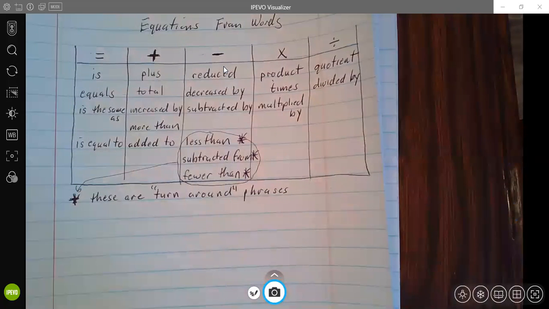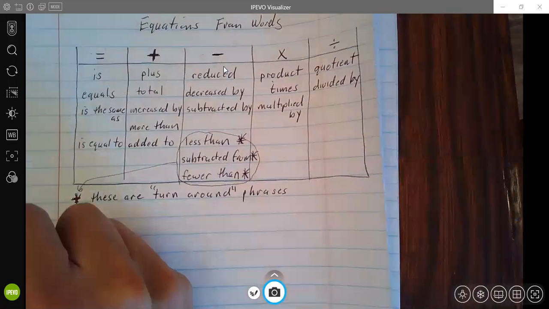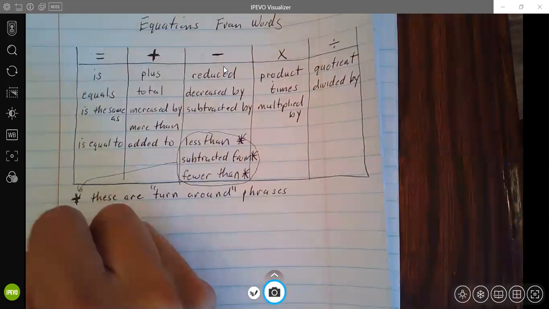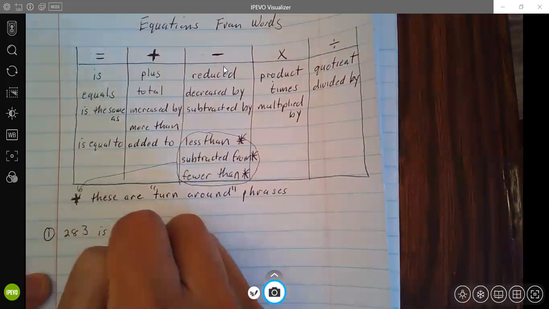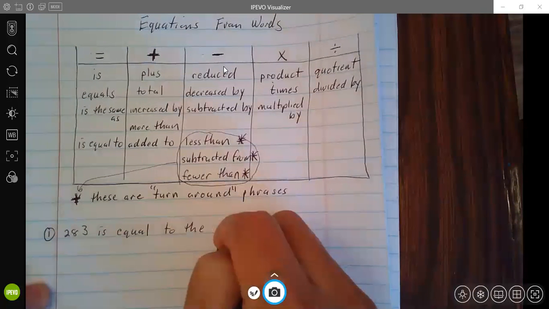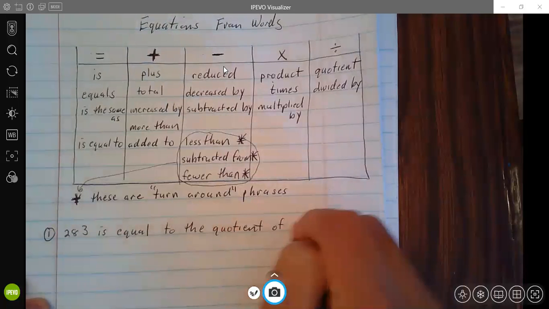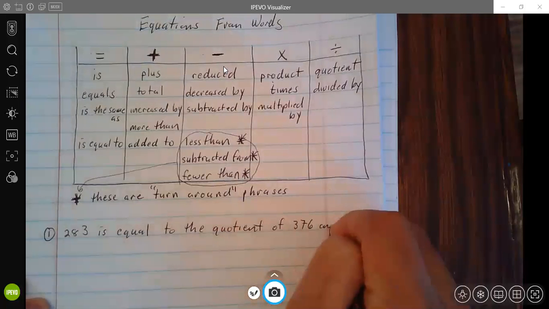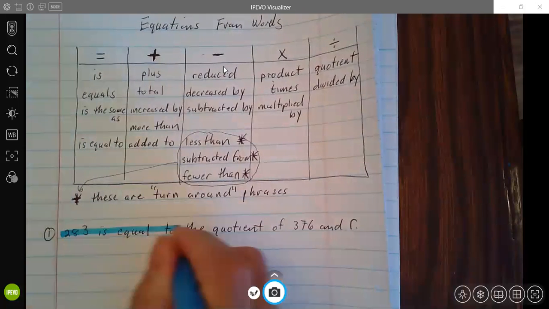All right, so I'm going to do 5 total with you. The first 2 are the most common ones you'll see. So I'm going to write here, here's the first example. 283 is equal to the quotient of 376 and R. So there is an example of what IXL will give you.